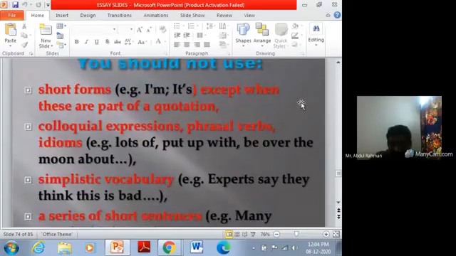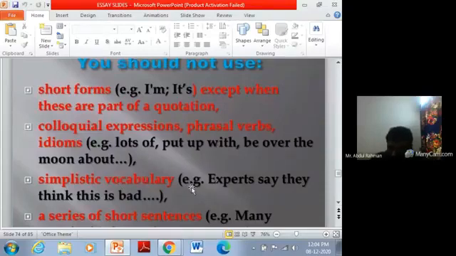Now, the things that you should not use in an argumentative essay. Do not use short forms, first of all, except where they are in the form of a quotation. Avoid phrasal verbs and colloquial expressions like lots of, put up with, be over, write the moon about, dancing around the fire. Avoid using such phrases and expressions.